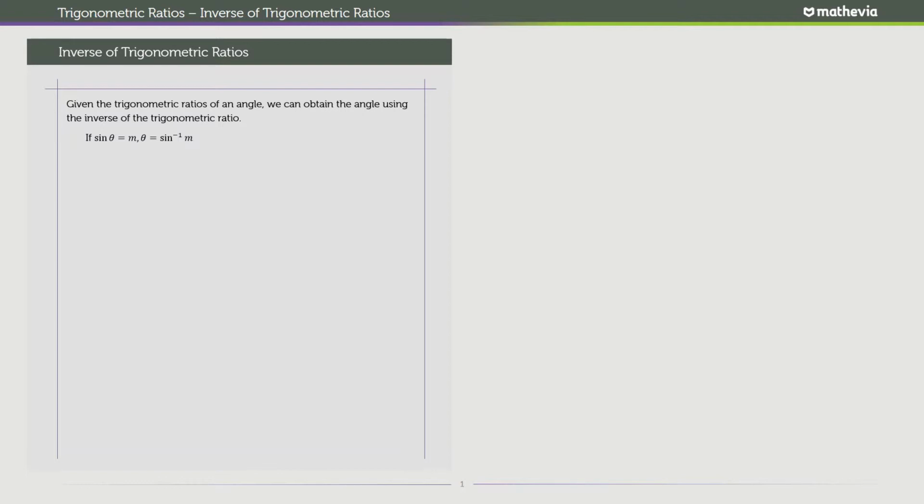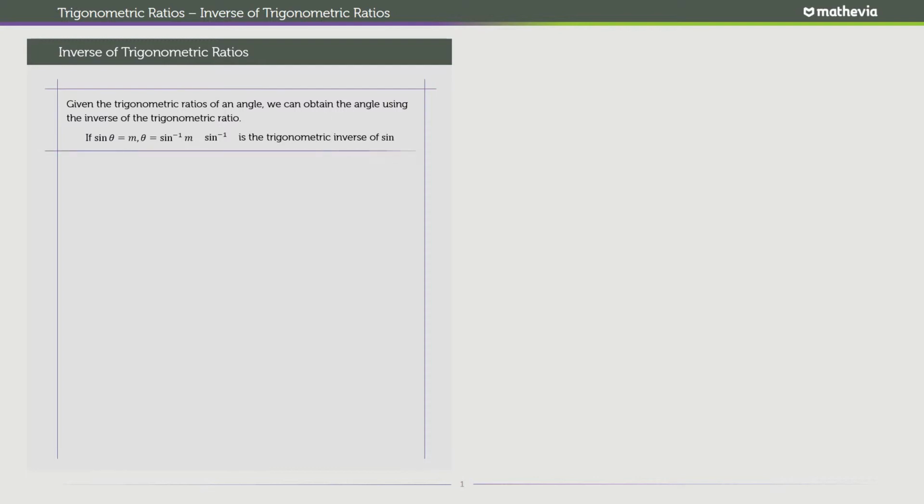If you find the sine of an angle, it gives you a result. The sine inverse of that result will give you the angle back. Sine inverse is the trigonometric inverse of sine, cos inverse is the trigonometric inverse of cos, tan inverse is the trigonometric inverse of tan, and so on.